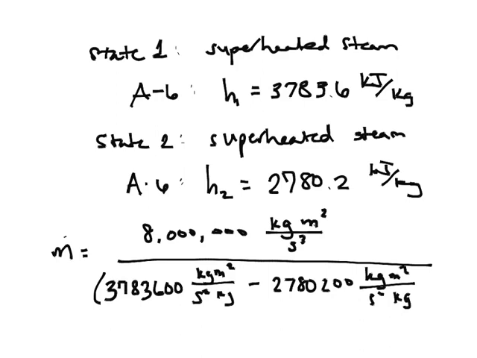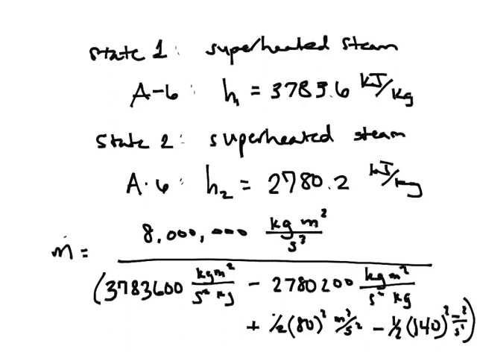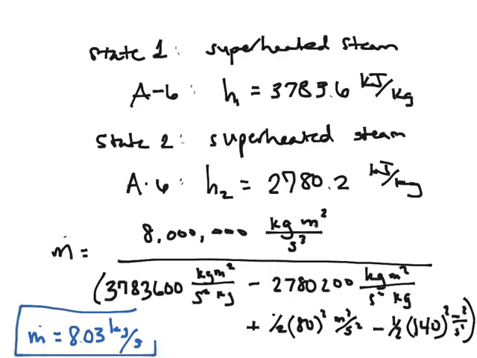And then again, I'm on the second line here, plus 1/2 80 squared, that's meters squared per second squared, minus 1/2 140 squared meters squared per second squared. Okay. So now when I calculate this, and I'll write this in blue just to distinguish, once I calculate this all out, I end up with m dot is 8.03 kilograms per second. Okay, so that's my answer to part A.